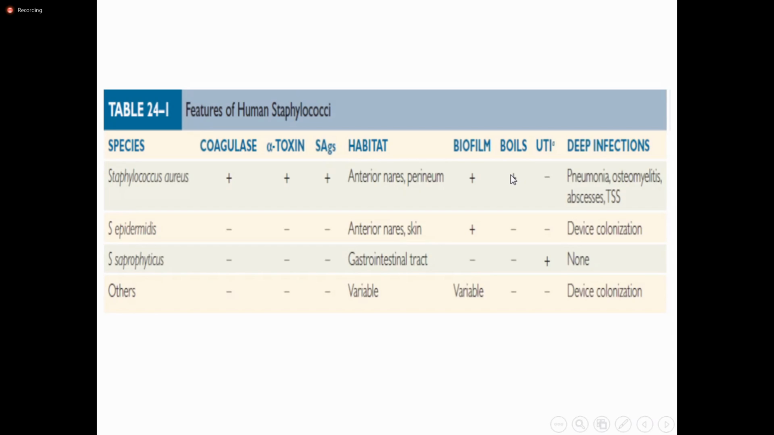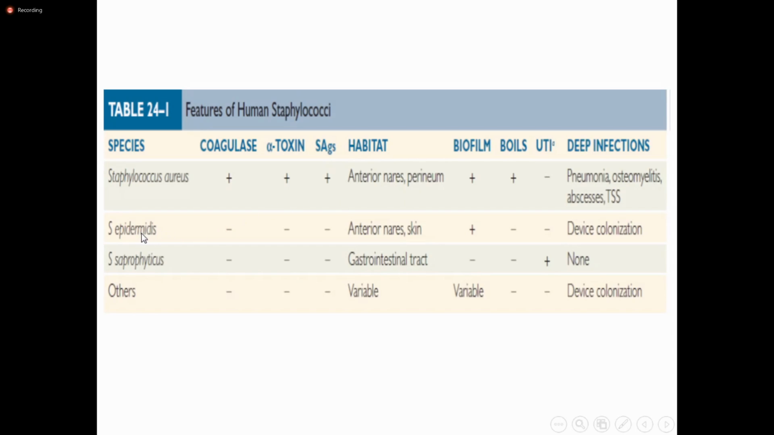The granules that have pus in the skin, usually Staphylococcus aureus. It can cause urinary tract infection very rarely, not. Negative UTI. Deep infection can cause pneumonia, osteomyelitis, abscesses. Remember, Staphylococcus aureus is a pyogenic microorganism and also can cause toxic shock syndrome, TSS. What is TSS? Toxic shock syndrome. I will come back to this term in a moment.